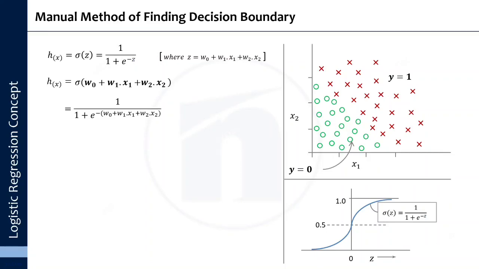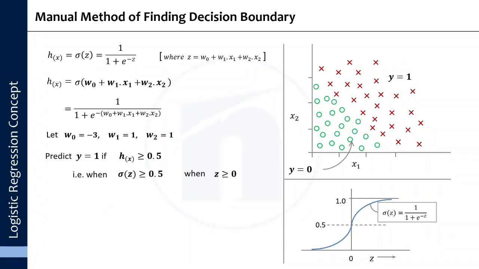So z is equal to w0 plus w1 x1 plus w2 x2. Okay, x1 and x2 are the features, and w1 is the weight of x1 and w2 is the weight of x2. Now say, for example, hypothetically, w0 equal to minus 3, w1 equal to 1 and w2 equal to 1. Now we will predict y equal to 1, that means there is pneumonia, if h(x) is greater than 0.5. So that means when sigma z will be greater than 0.5, that means when z is more than 0.